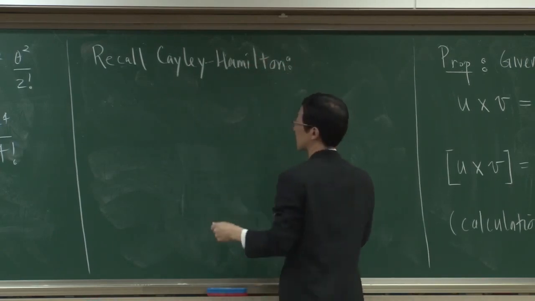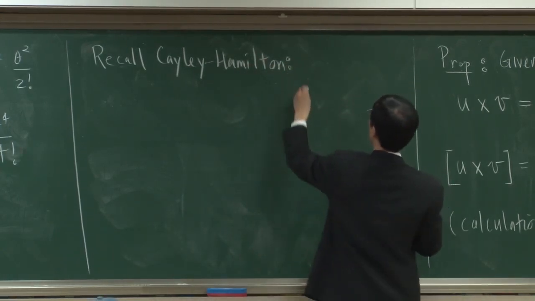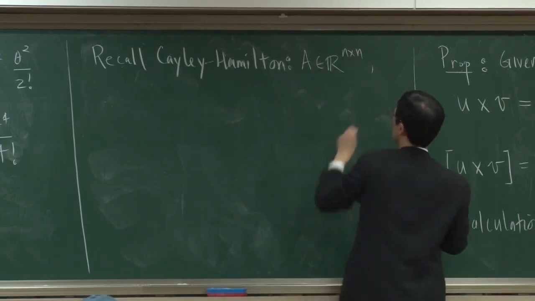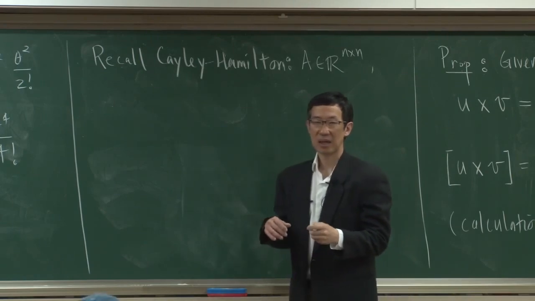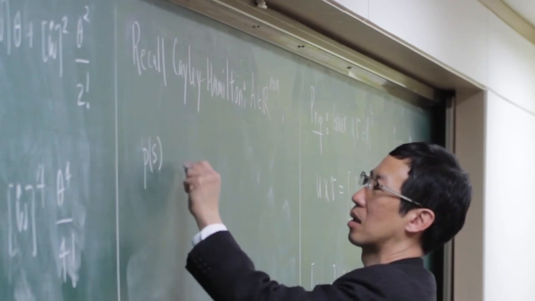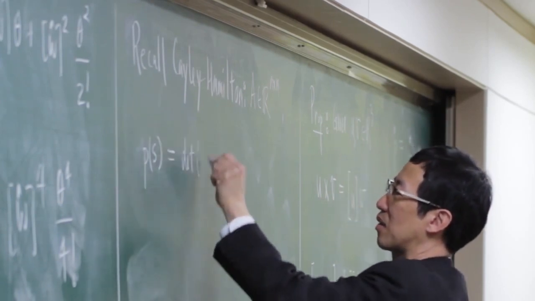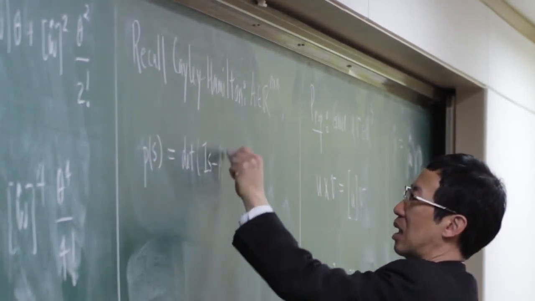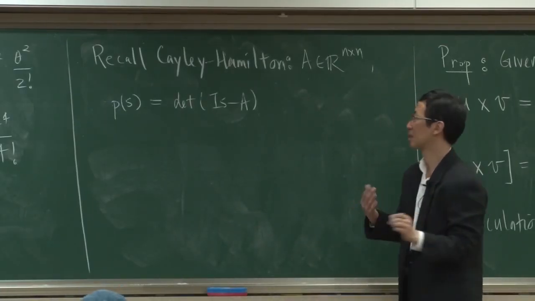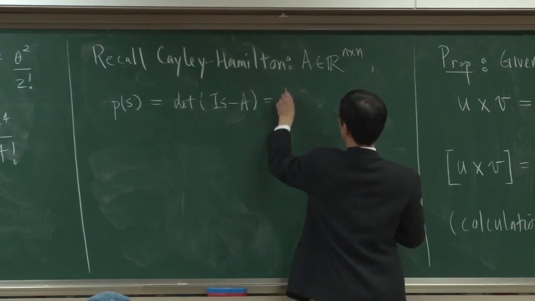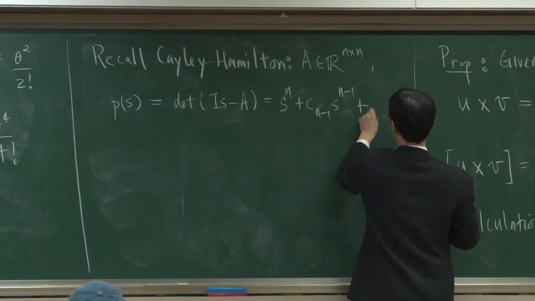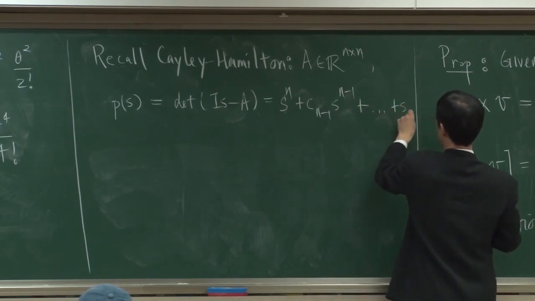Okay, and this theorem says that if we have some matrix A, n by n, then its characteristic polynomial, P of s, is the determinant of sI minus A. So this is going to be some polynomial of degree n. It's going to be s to the n plus c_{n-1} s^{n-1} plus dot dot dot plus c_0.